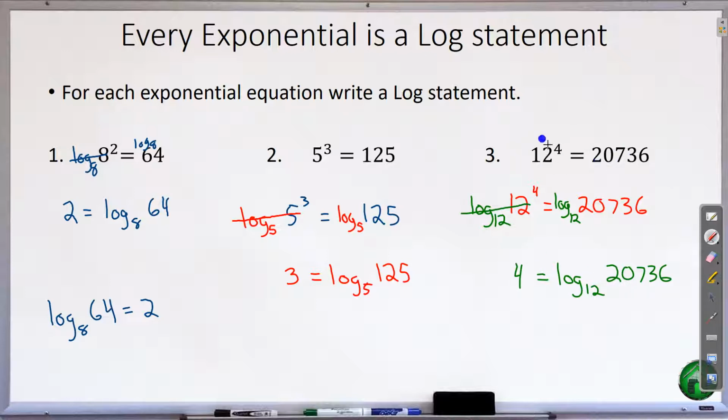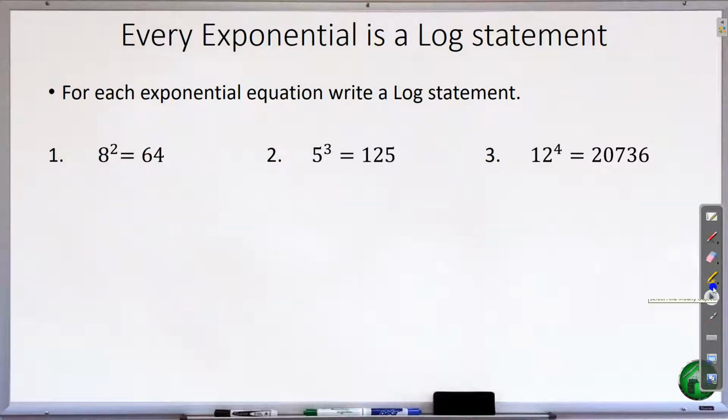Every exponential we can turn into a log statement. Just like every multiplication problem, 6 times 4 is equal to 24, that multiplication problem tells you a division problem. Because that is true, this must also be true. And that's just what we're doing. We're doing the opposite relationship of each exponential expression. All right, so that's going one direction.